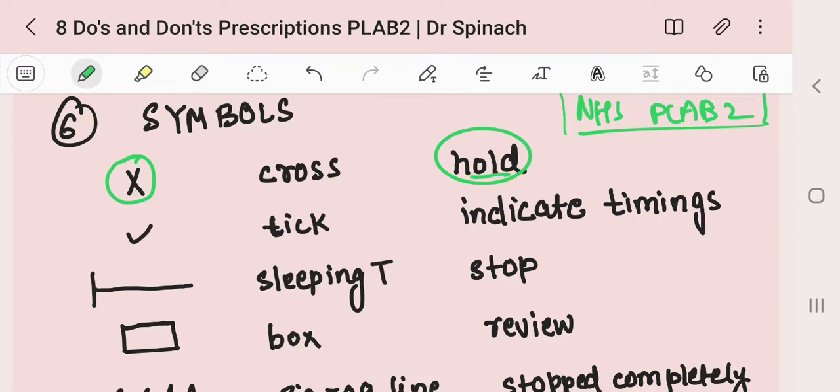Now another symbol is tick. Tick is used to indicate the timing. So if the timings are given morning, evening, or morning, midday, evening, or bedtime, you have to tick which timings the drug should be given.